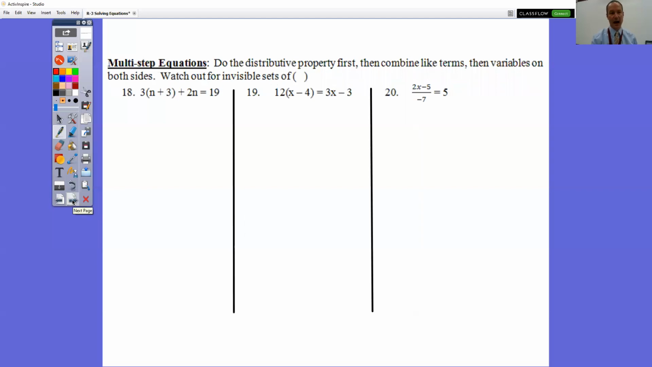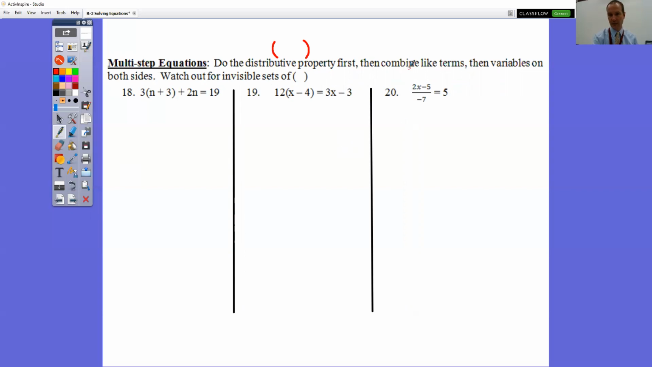the first type of question that we're going to have today are multi-step equations. So these are 3 and 4 step equations. There's a very specific order that you have to go in. You have to do the distributive property first. So the first thing that you're going to be looking for in our problems today are the distributive property, where you have parentheses. You always want to do the parentheses first.